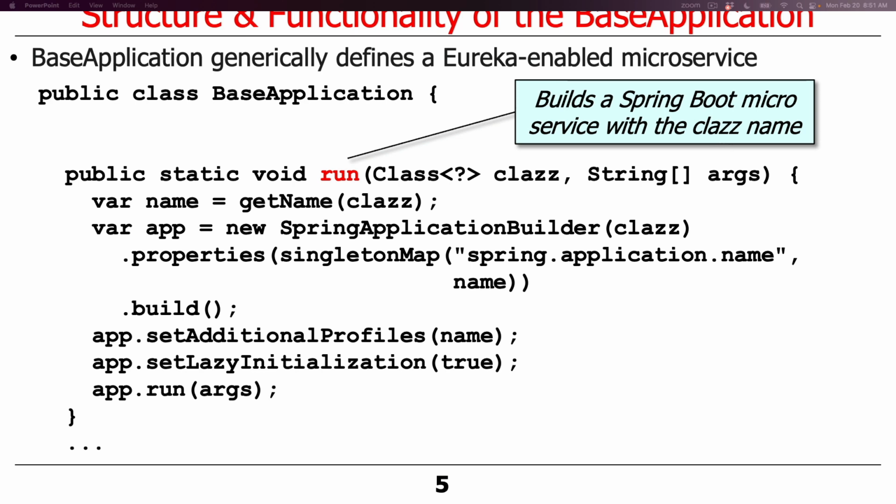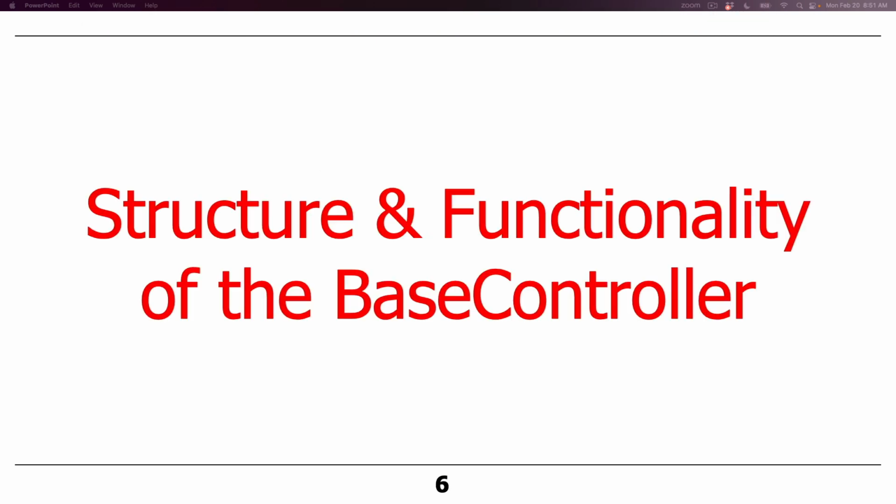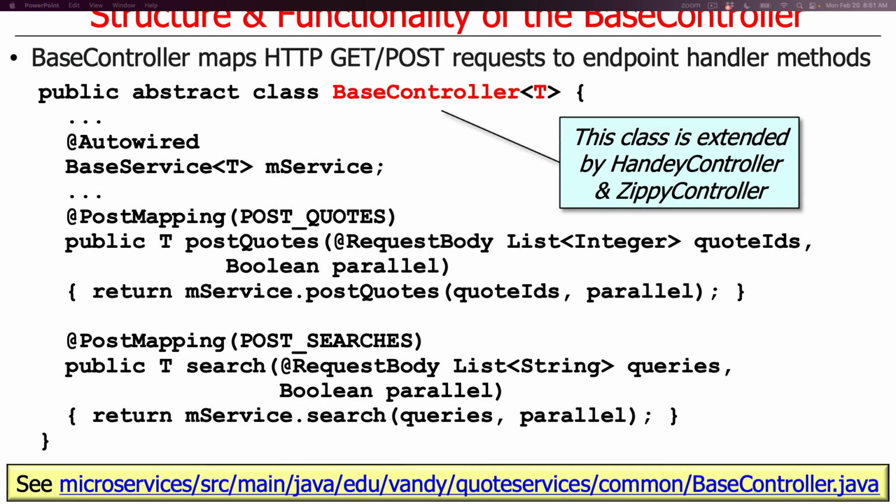so we can register it with Eureka with a well-defined name. In a more interesting way, let's turn our attention to the BaseController, because that's closer to what you actually have to work with. And this approach we're showing here is going to be useful in the next programming assignments that are coming up. So BaseController maps HTTP GET and POST requests to endpoint handler methods. We're putting them in one place so we don't have to redefine them in the different microservices. This class, the BaseController, will also be extended by the Handy controller and the Zippy controller, but we're going to reuse all the stuff that's in here.